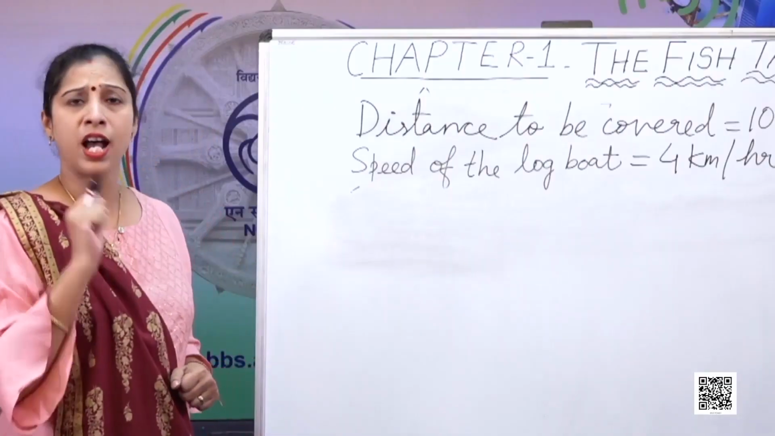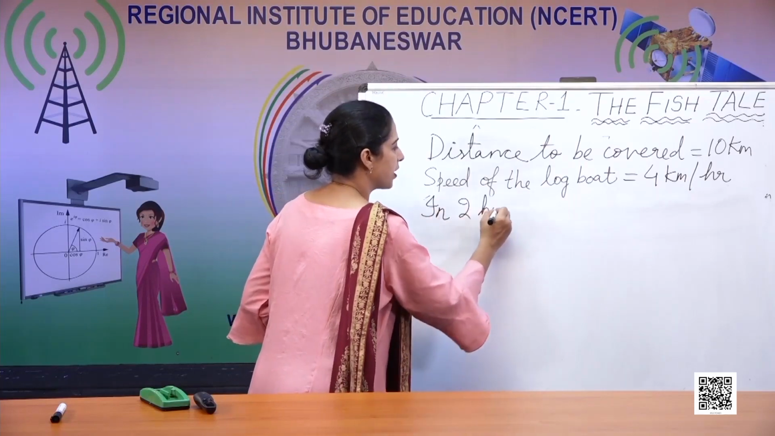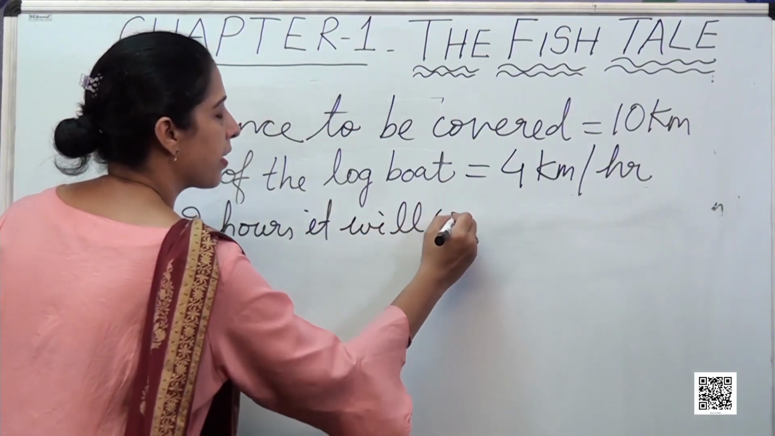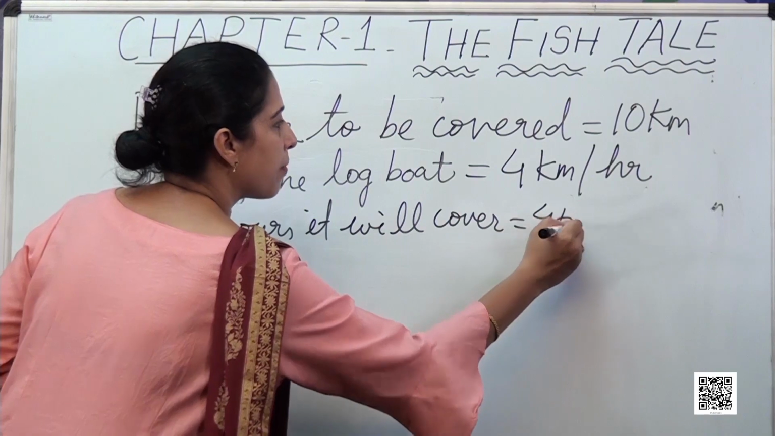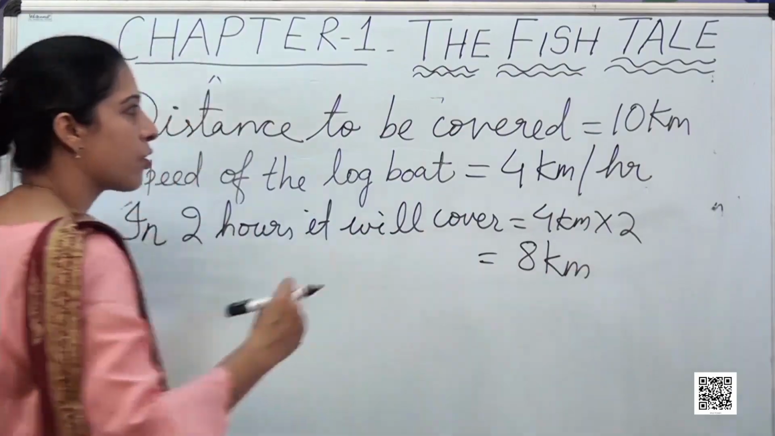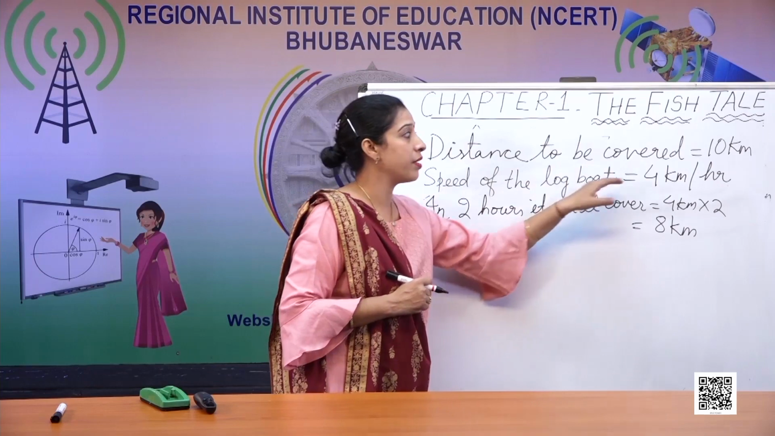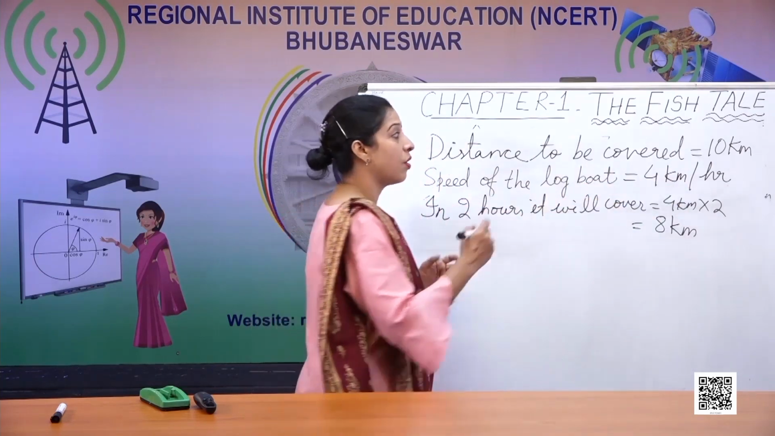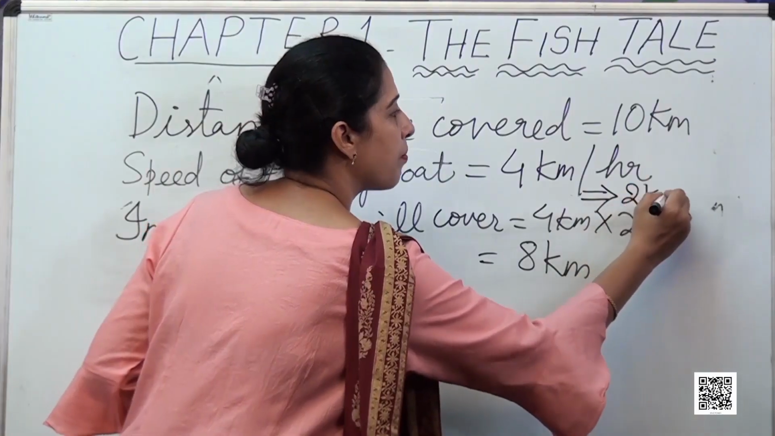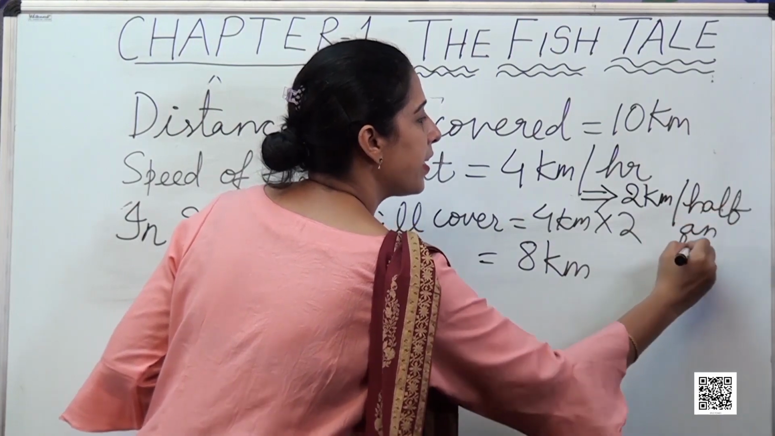So in 2 hours, how much distance can the log boat cover? In 2 hours, it will cover 4 kilometers into 2, which is equal to 8 kilometers. So we need to go 10 kilometers. If the log boat is going 4 kilometers in 1 hour, how much distance will it cover in half an hour? That means it will cover 2 kilometers in half an hour. Half an hour, that is 30 minutes.